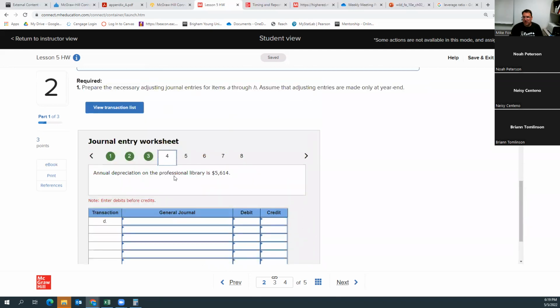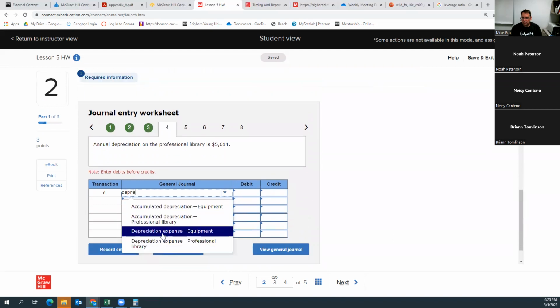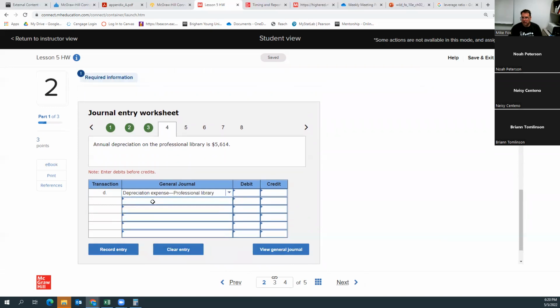All right, annual depreciation on the professional library. So we're going to put depreciation expense, and accumulated depreciation, and then the amount.